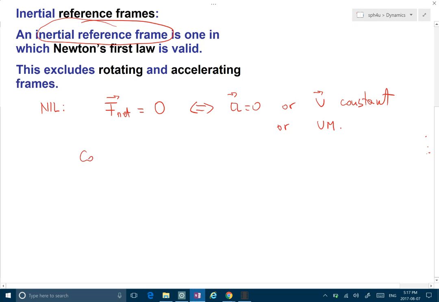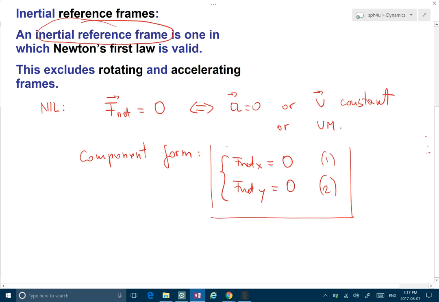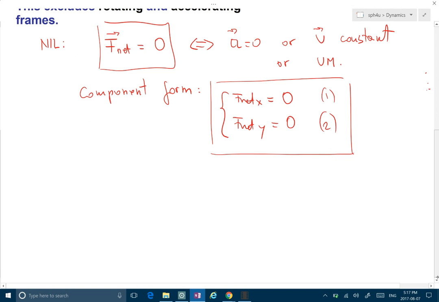We're going to write it in vector form always, and whenever we need it, we're going to write it in component form, especially if forces are in two dimensions. So we usually choose a frame of reference, and then with respect to that frame of reference, we say that F net x and F net y are both zero. So this is Newton's first law in component form, and that's Newton's first law in vector form. That's how we're going to use Newton's first law in either form.